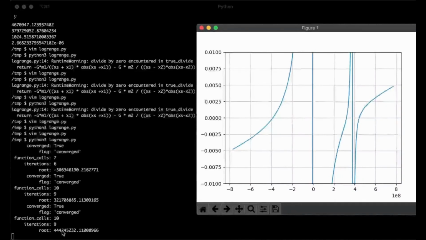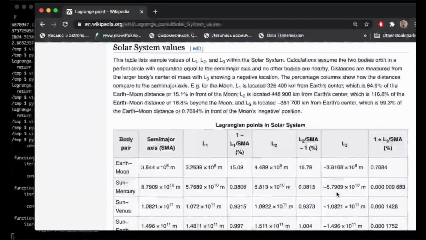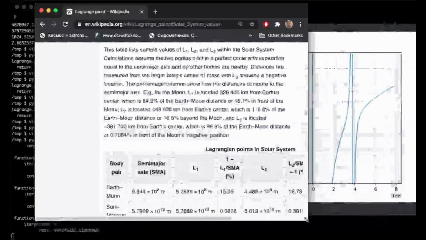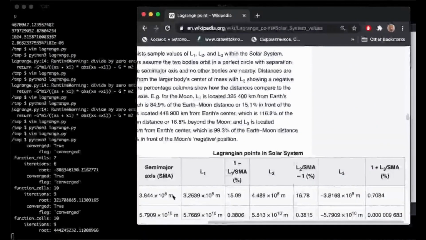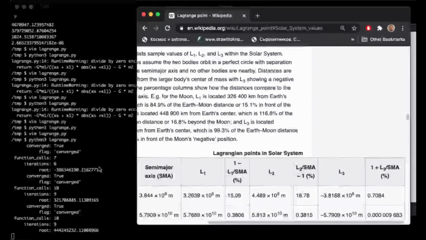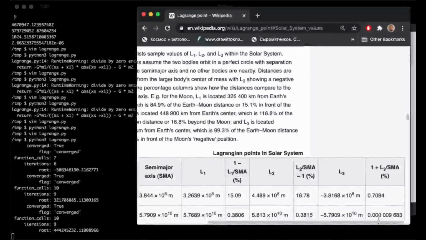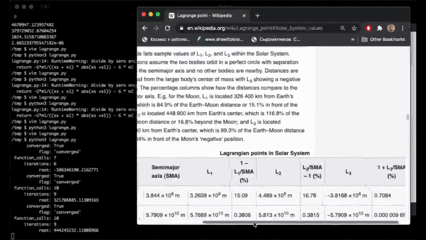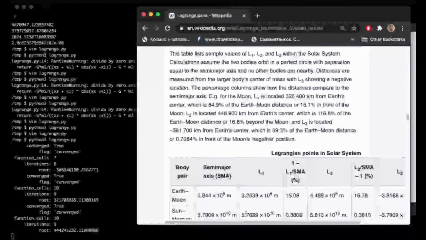Now, how does that compare to what we wrote down? Well, what we wrote down happened to have been from Wikipedia, and so we're a little off, right? If I shrink this a little bit further so we can try to have both of these on screen at the same time, L1 should be 3.26, instead it's 3.21. L3 should be negative 3.81, 3.86. Well, again, we have to remember our coordinate system. So we're actually in a coordinate system centered around the center of mass of the Earth and the Moon, whereas these are written as distance from the Earth.